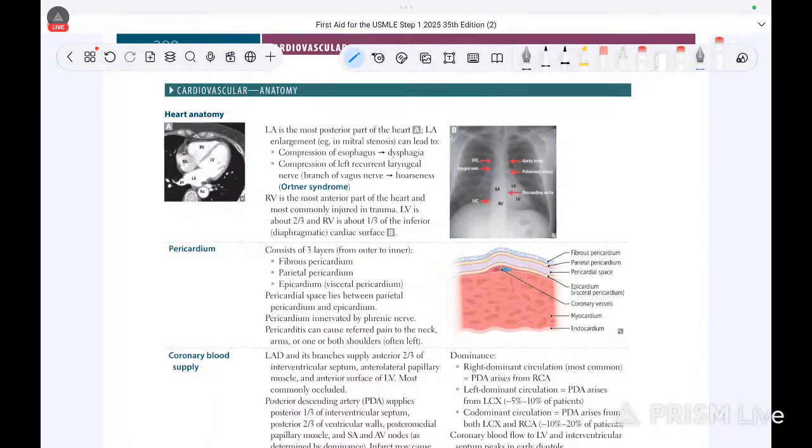So we have to know the thoracic part of which segment is this? Let me check. Okay.